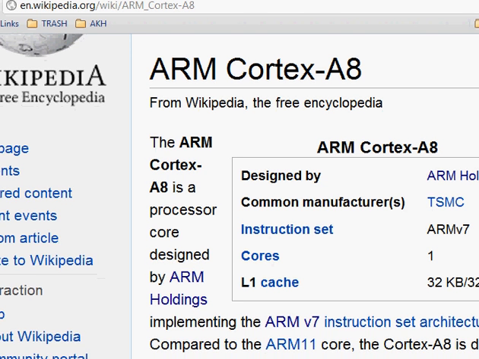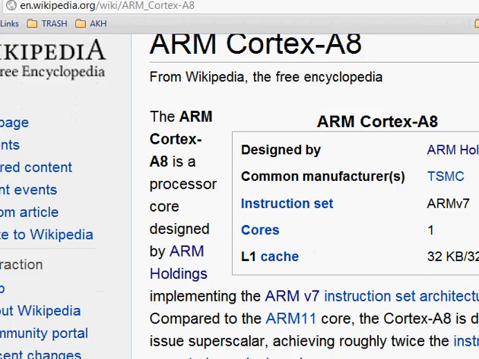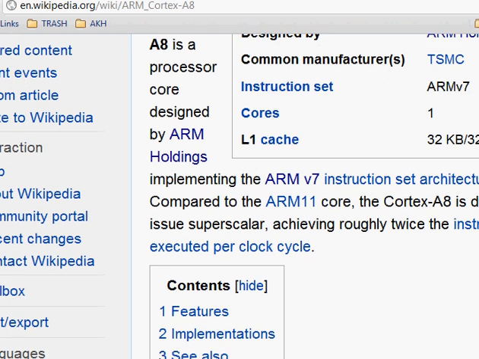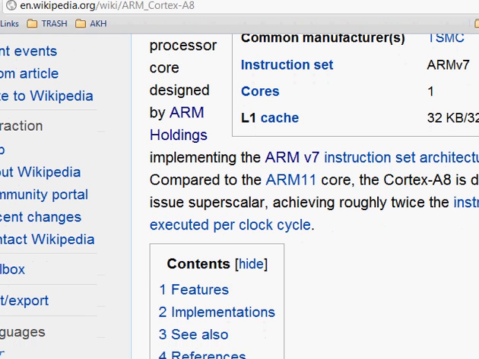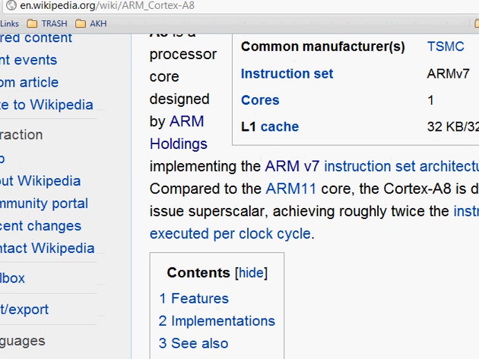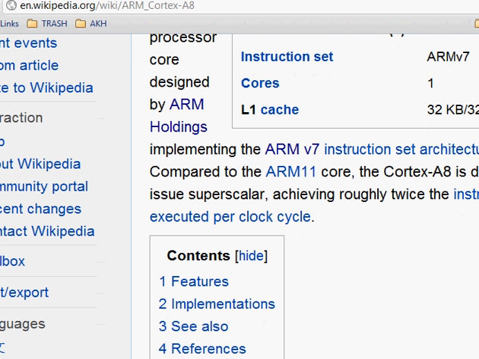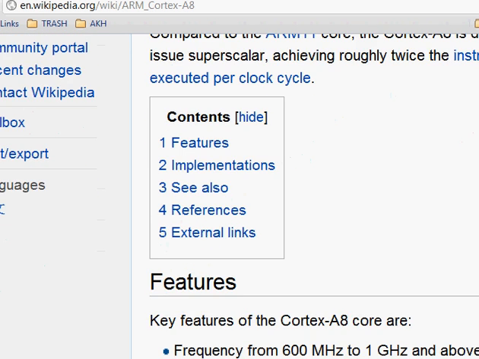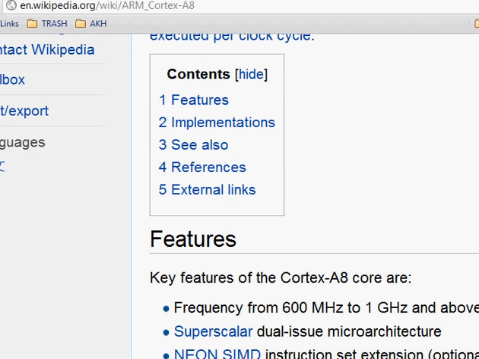See, ARM Cortex A8 in Wikipedia, it says Cortex A8 is a processor core designed by ARM Holdings, implementing the ARMv7 instruction set architecture. Compared to the ARM11 core, the Cortex A8 is dual issue superscalar, achieving roughly twice the instruction execution per clock cycle. And some of the features are given here.